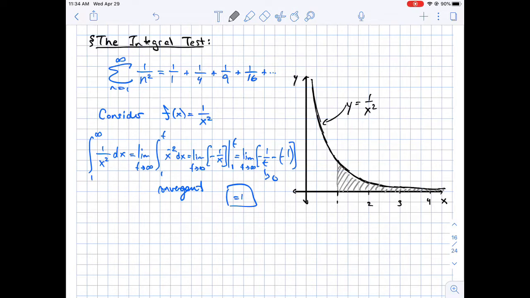In other words, this function 1 over x squared approaches 0 fast enough as x goes to infinity that even though the base width is getting infinitely large, the height of the function is going to 0 fast enough to ensure that this one converges. That area is finite. Now, how does that help us here?